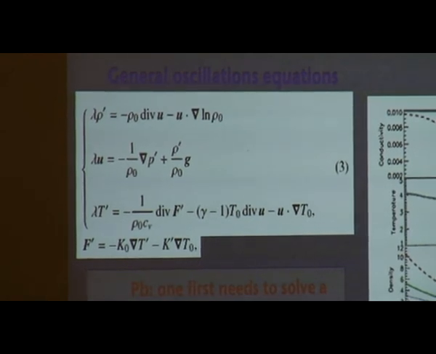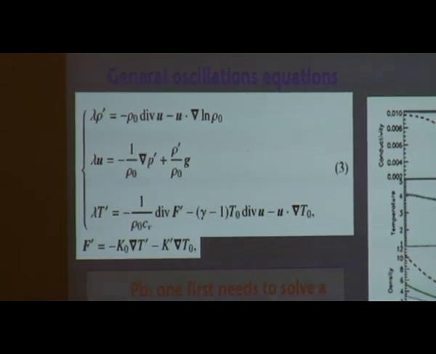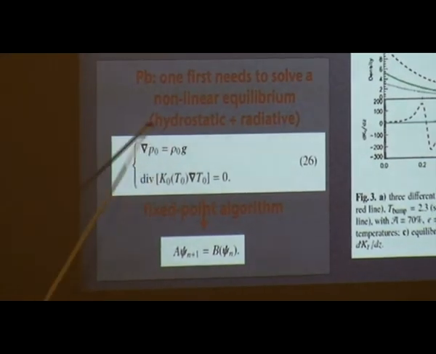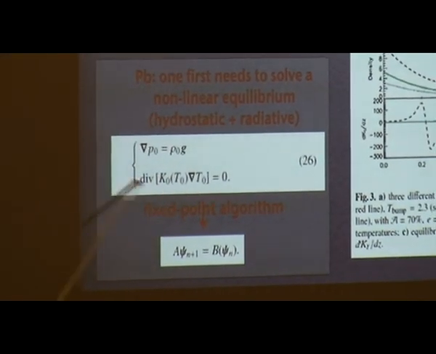So the problem is first to compute the correct equilibrium of that. Because the equilibrium in this case is nonlinear. We have the hydrostatic equilibrium and we have this radiative equilibrium where the conductivity depends on the temperature. So to do that, we use an algorithm which is called the fixed point algorithm. It means that we start from a given profile for pressure, temperature and density, and we iterate these two equations until we converge towards the solution of these two equations.